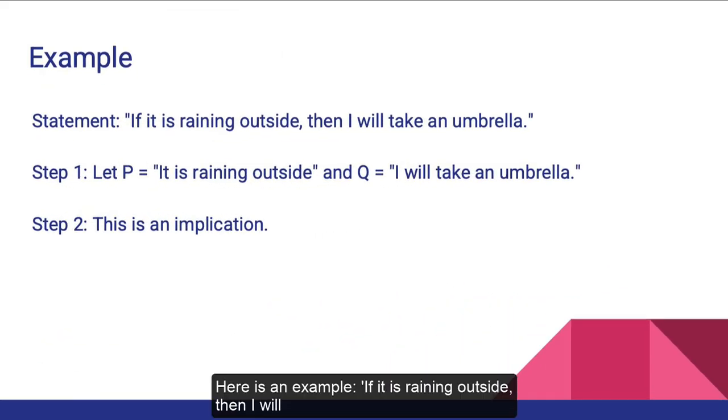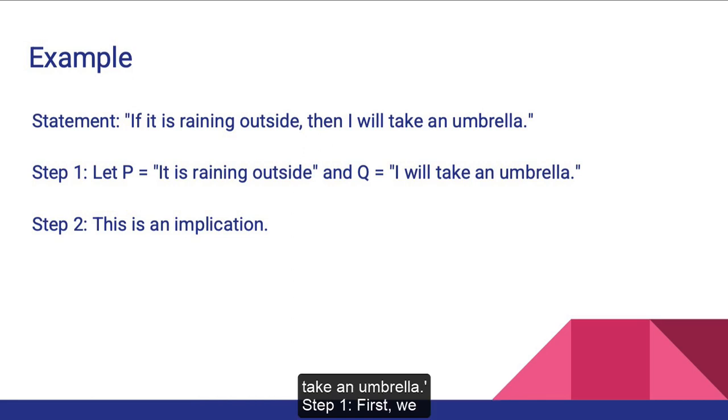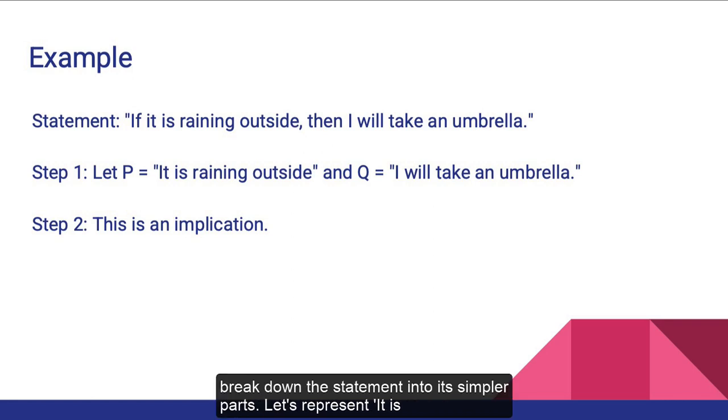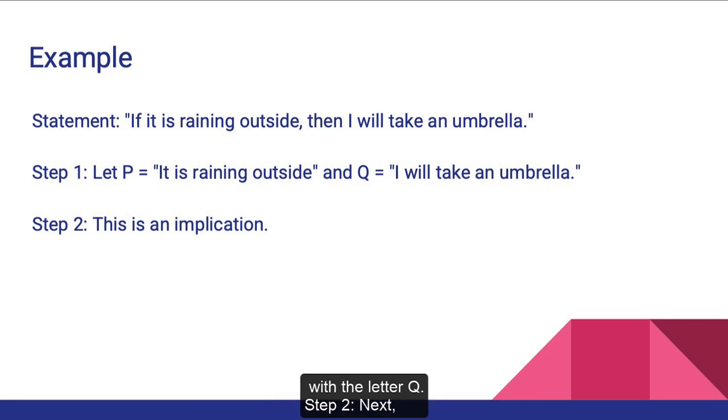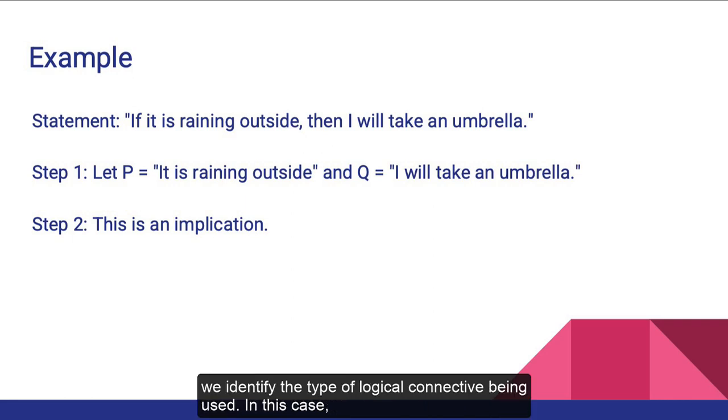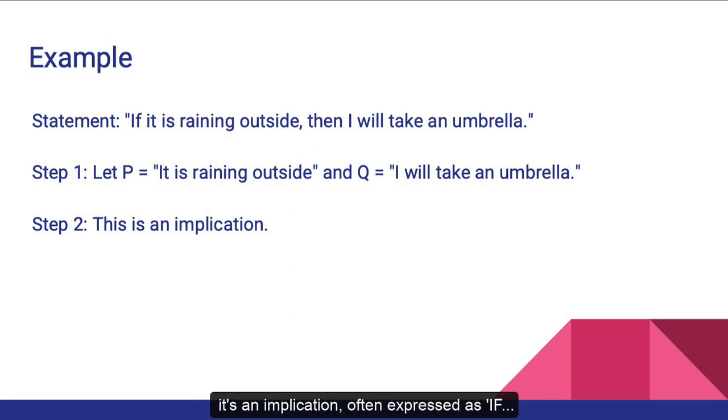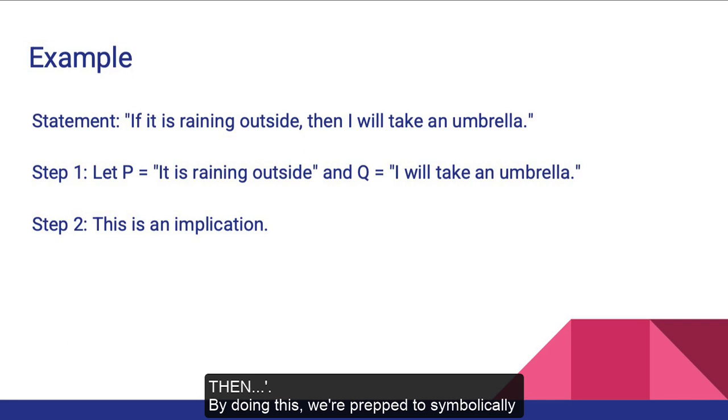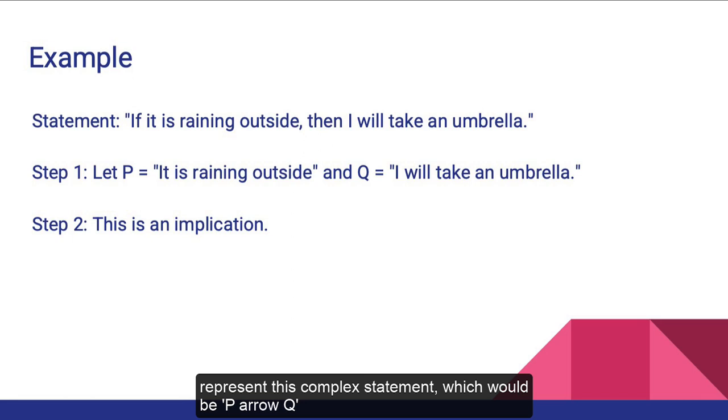Here is an example. If it is raining outside, then I will take an umbrella. Step 1. First, we break down the statement into its simpler parts. Let's represent "it is raining outside" with the letter P, and "I will take an umbrella" with the letter Q. Step 2. Next, we identify the type of logical connective being used. In this case, it's an implication, often expressed as "if, then." By doing this, we're prepped to symbolically represent this complex statement, which would be P arrow Q in symbolic form. This methodical approach allows us to dissect and understand logical statements, making them easier to analyze and work with.